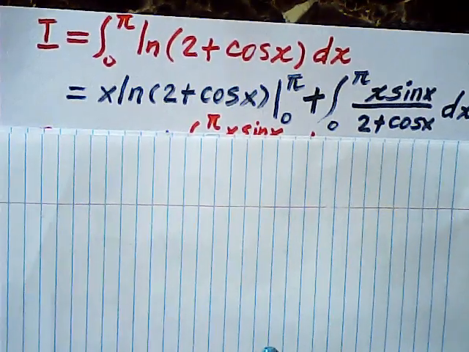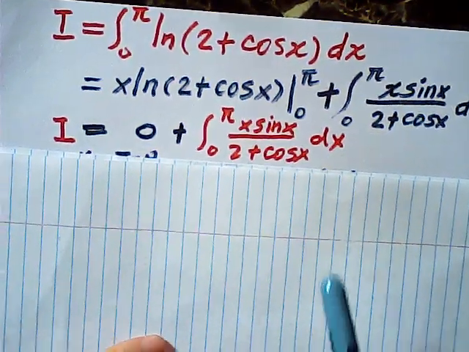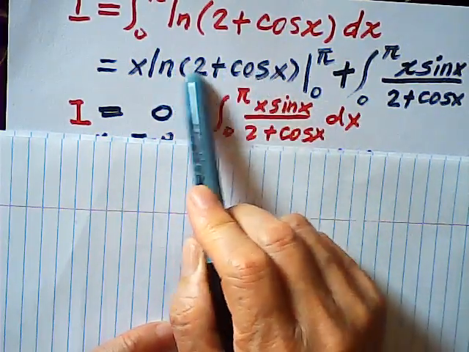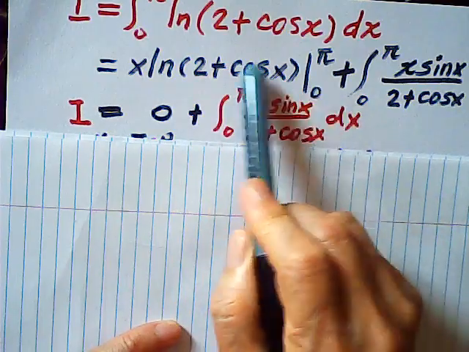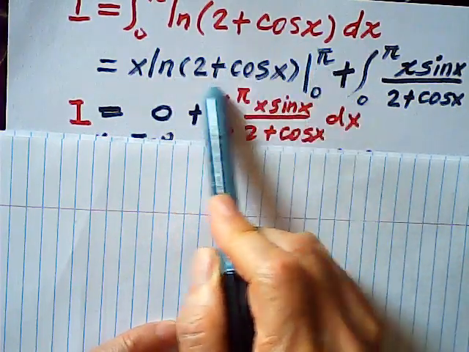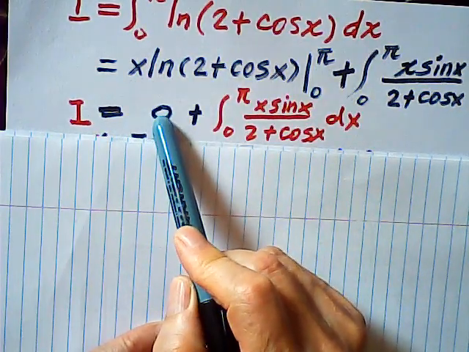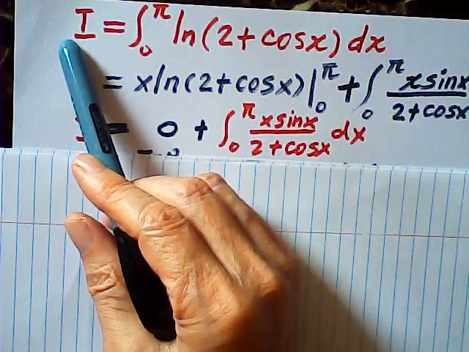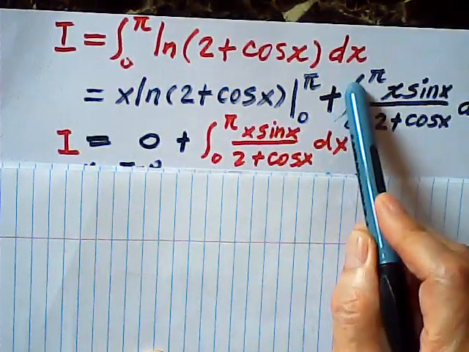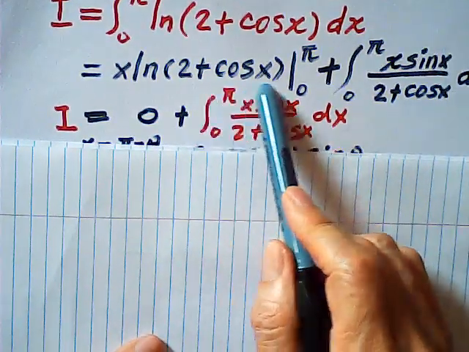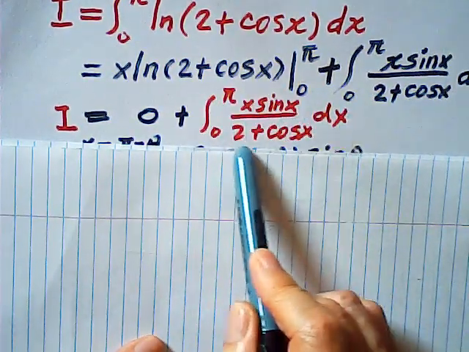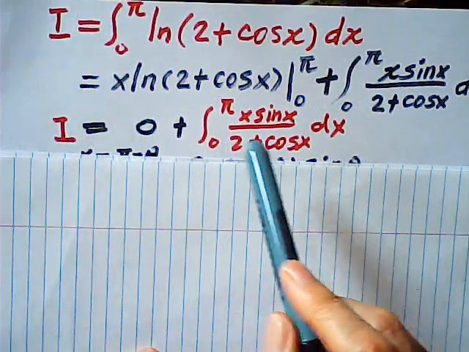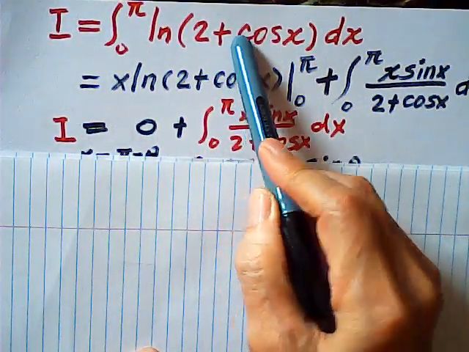Now then, we plug in x equals pi, and this becomes log 1. So log 1 is 0, so this first term is 0. Then my I, which is my original integral, is equal to this. In other words, this is my I. So I discuss this one instead of that.